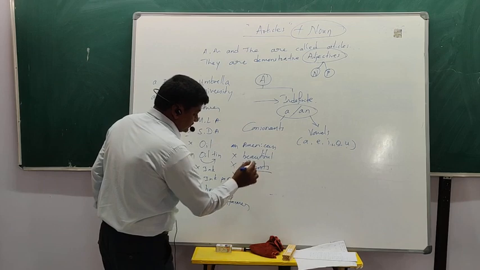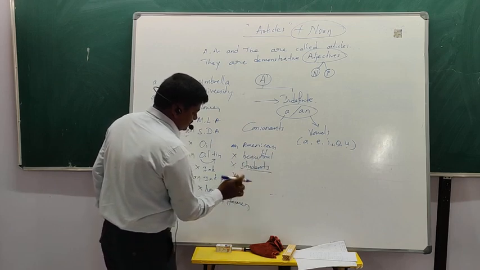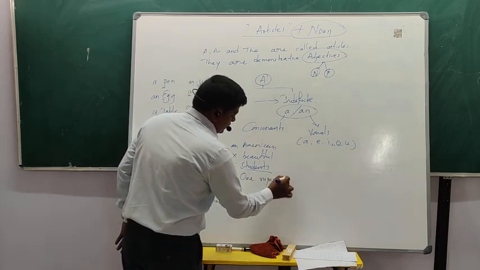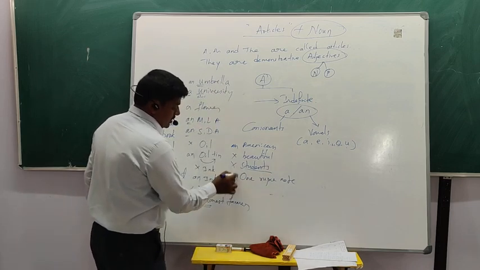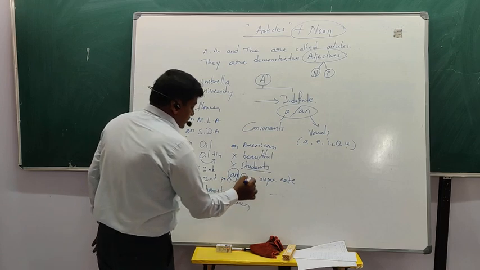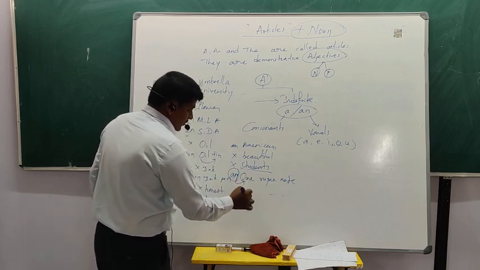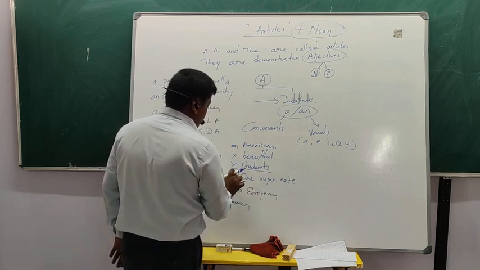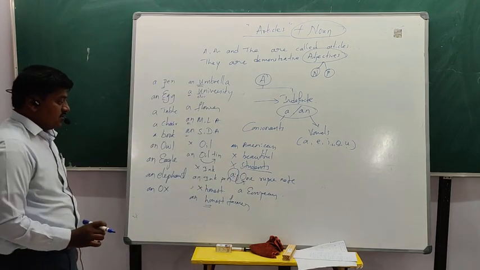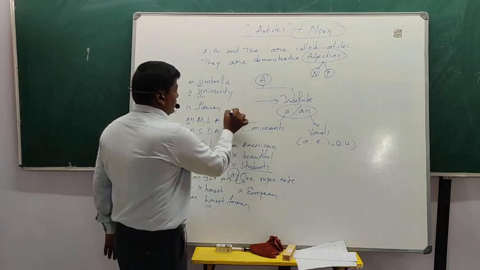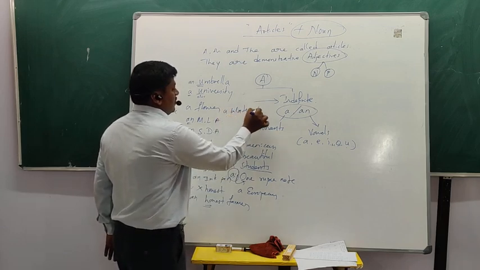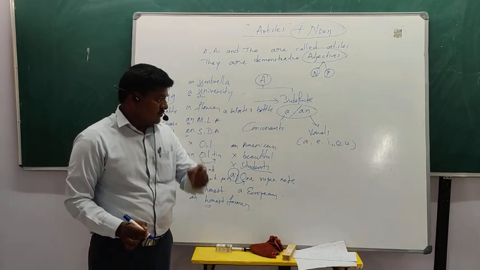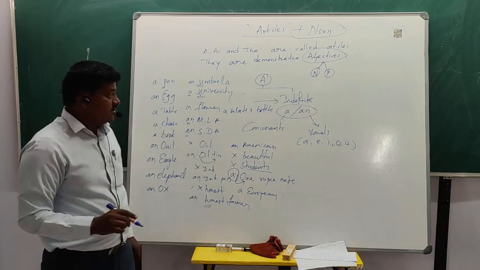So see here, one more. A one rupee note, an eight rupee note. An is used here. And why a one rupee note? Even though we say a European, a one rupee note, a European. So students, water: we cannot use a water, but a water bottle is correct. So these are the simple tricks and rules.